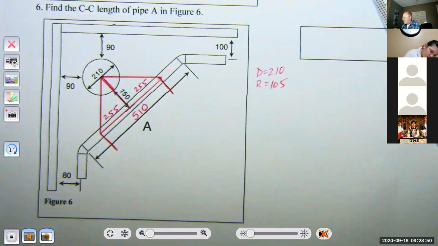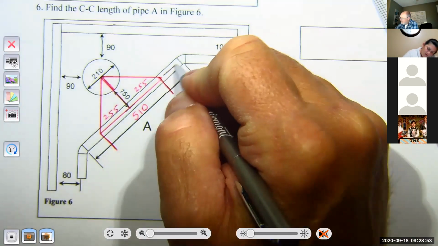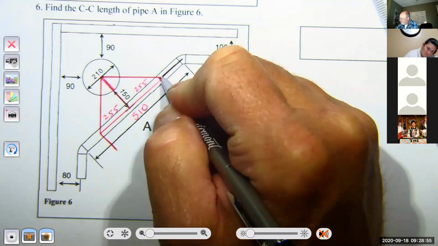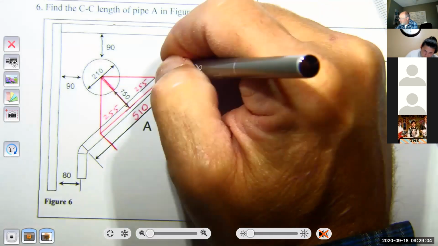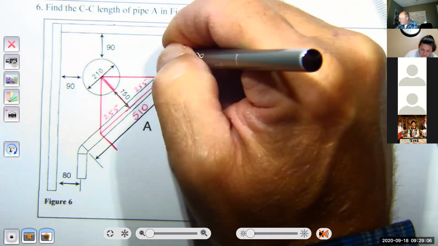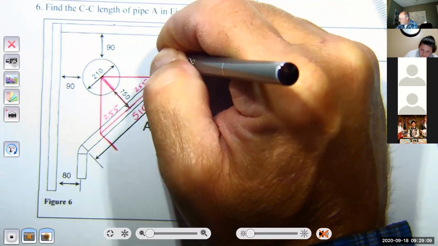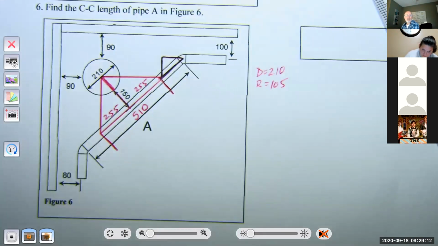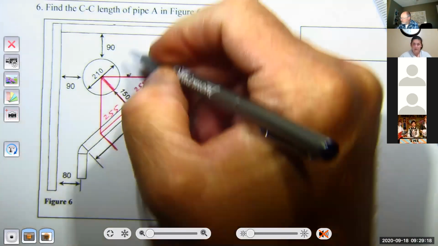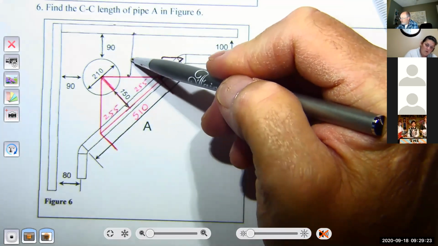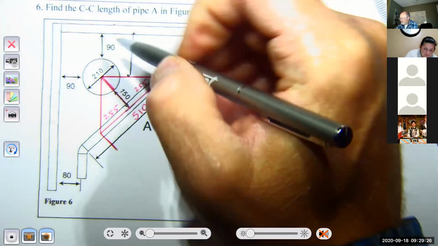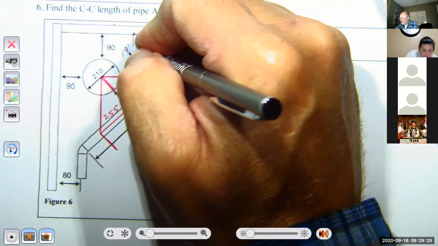The next step is, this is the travel that I want to solve for next, the rest of this pipe. I will draw a right angle triangle right here. I'm going to then get the measurement from the red line to the wall. This is 105 plus 90. This line is 195.